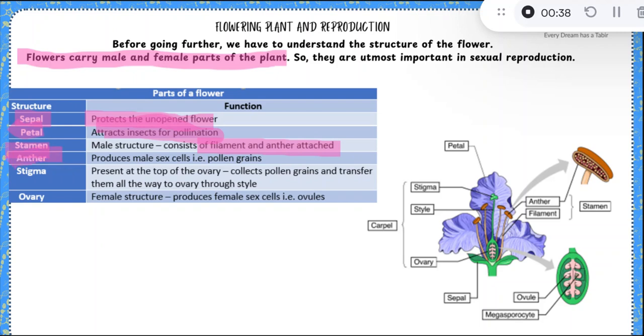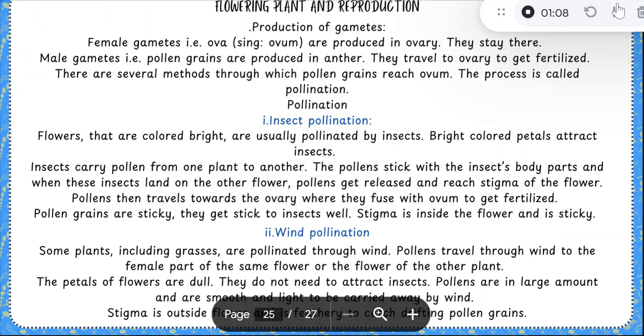Then there's the anther, which produces male sex cells, also called pollen grains, and then there's the stigma, which is present at the top of the ovary, and it collects pollen grains and transfers them all the way to the ovary through the style. ठीक है, so this is the style right here. और ये पूरा एक छोटी सी ट्यूब होती है और यहाँ पे फिर वो ओवरी तक पहुँचता है. ठीक है, and then the ovary is the female structure which produces female sex cells, which are called ovules.